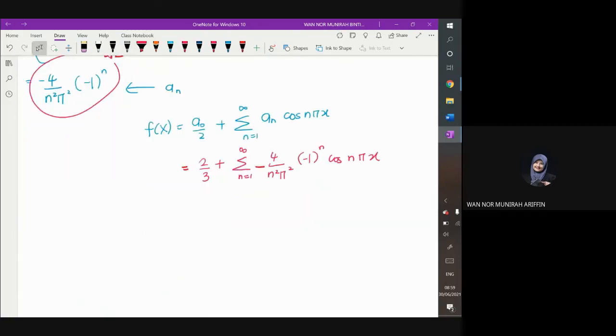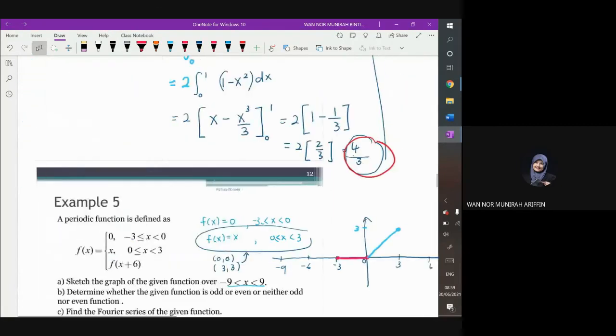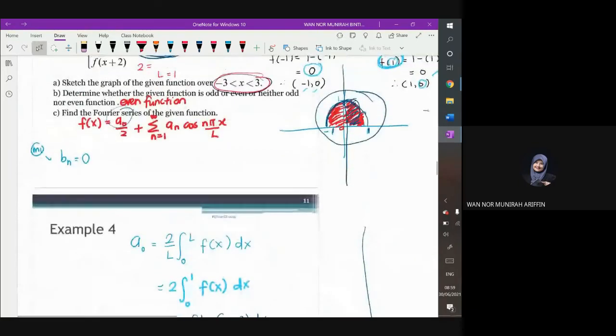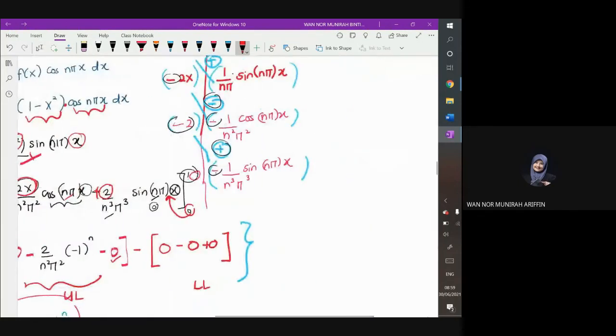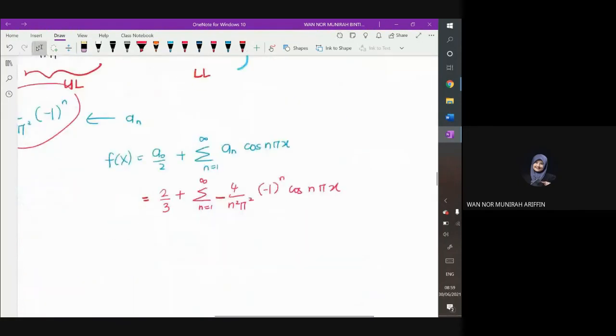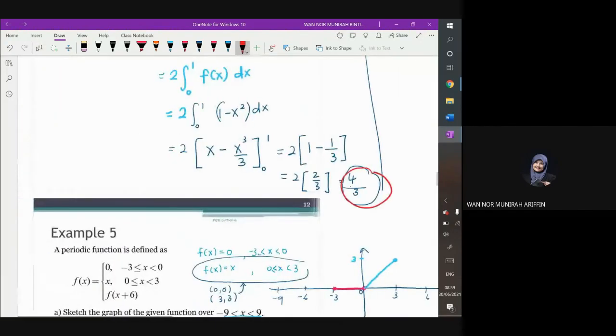If the question asks you to find the Fourier series, actually we have already met the solution. Find the Fourier series of the given function, so your solution is this one. This is your f(x). This is your Fourier series. Your Fourier series is f(x).